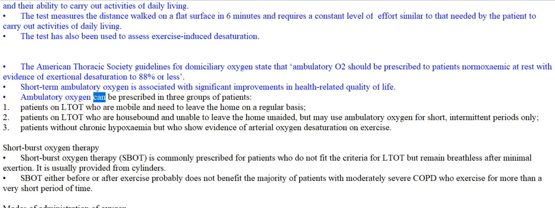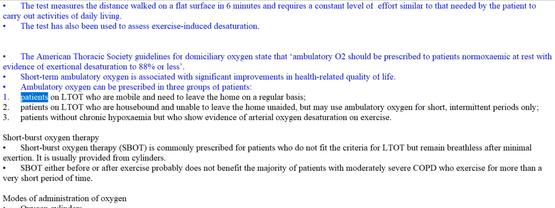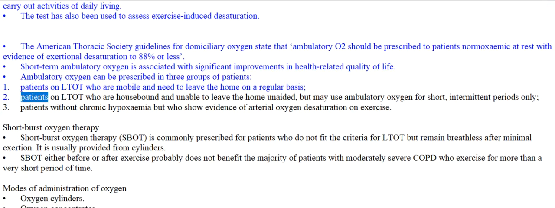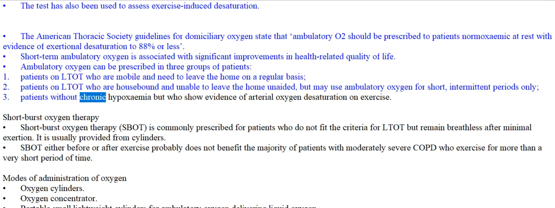Ambulatory oxygen can be prescribed in 3 groups of patients. 1. Patients on LTOT who are mobile and need to leave the home on a regular basis. 2. Patients on LTOT who are housebound and unable to leave the home unaided, but may use ambulatory oxygen for short, intermittent periods only. 3. Patients without chronic hypoxemia but who show evidence of arterial oxygen desaturation on exercise.